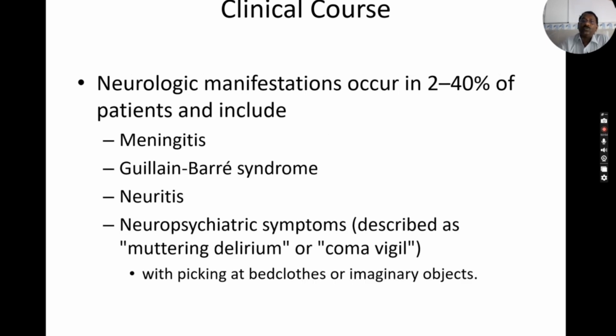Neurological manifestations occur in 2 to 40% of the patients with severe typhoid fever. They include meningitis, so typhoid meningitis, Guillain-Barré syndrome, typhoid neuritis, neuropsychiatric symptoms such as muttering delirium or coma vigil, with picking at blood clots or imaginary objects. So this is neurotyphoid, the typhoid concerning your brain and the mind. So the meningitis, Guillain-Barré syndrome, neuritis, and neuropsychiatric symptoms are common in severe typhoid.